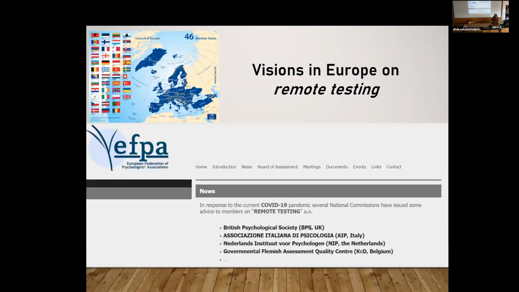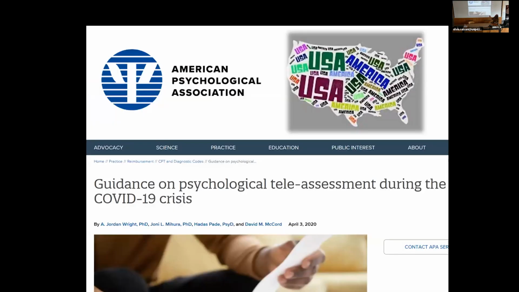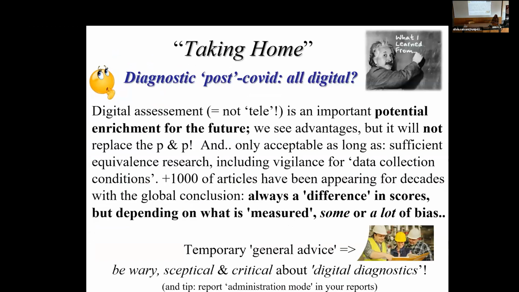Then in a more general way, we have a lot of guidelines, even from the Associazione Italiana di Psicologi, about remote testing, and of course you have the Americans who have a lot of guidelines. But I'm going to end by saying one more time, I really believe digital assessment is a potential enrichment for the future.